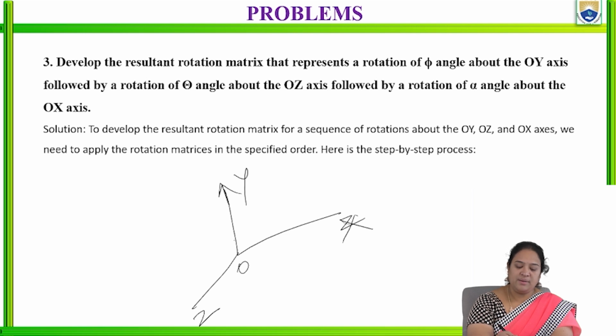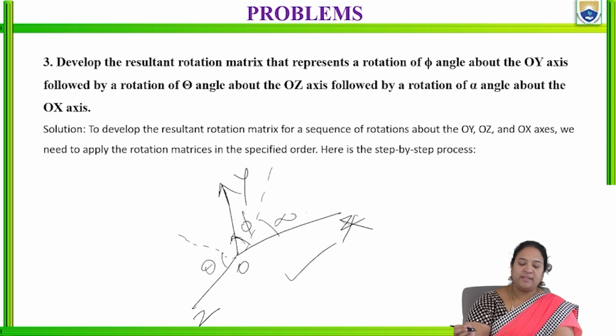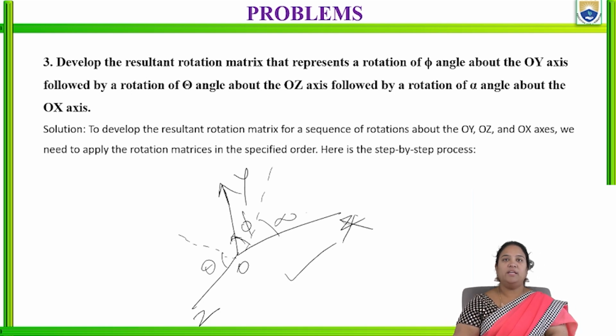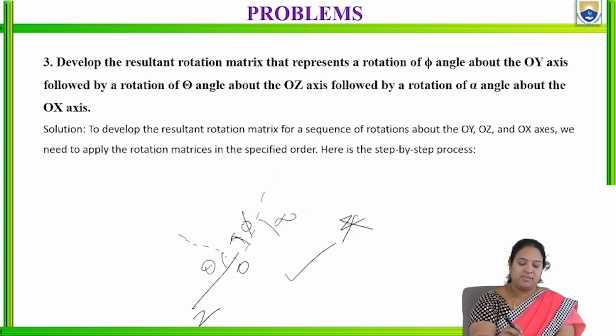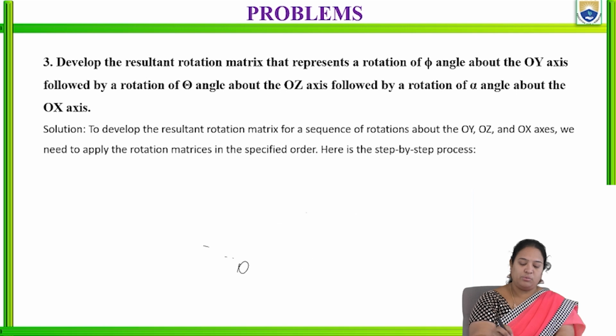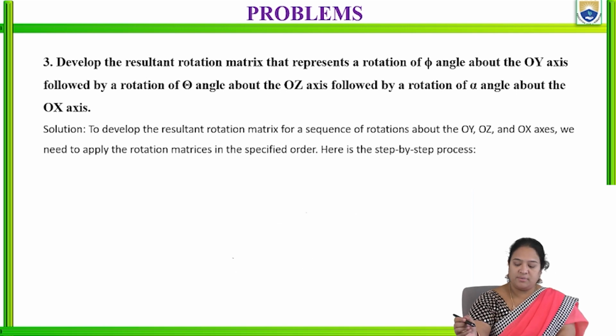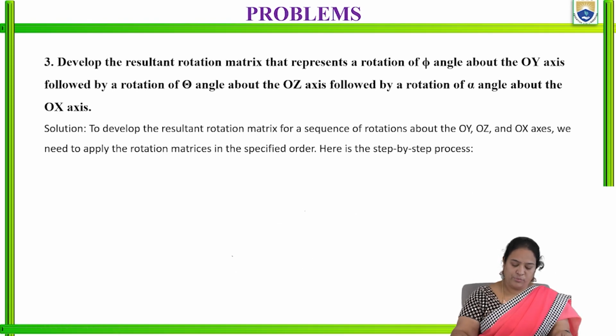Here we are considering pi angle for OY, and for OZ we are considering theta, and for OX we will be considering alpha. So considering these angles, we need to solve the rotational matrix, right? So how will we solve the rotational matrix here? That we have to do. So let us see how we solve it.